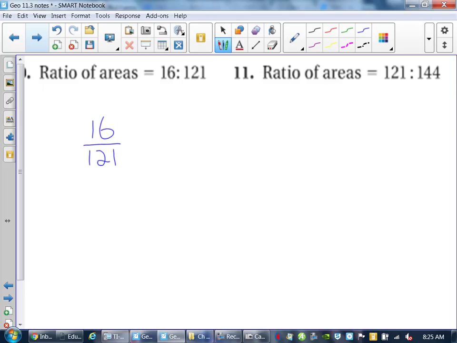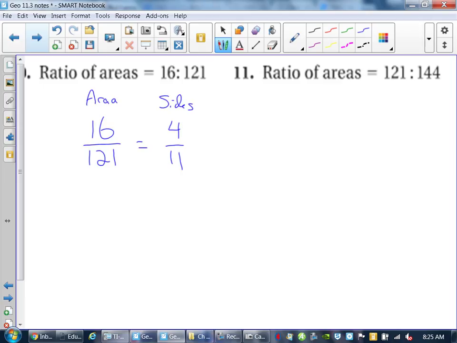Square root, good. Now, do you guys know how to take a square root of a fraction in the calculator? Yes. You press the square root button and then make the fraction. So you get 4 over 11 when you press the buttons. Okay. Yeah. All right, so if your areas are squared, to get to the sides, you just take the square root.